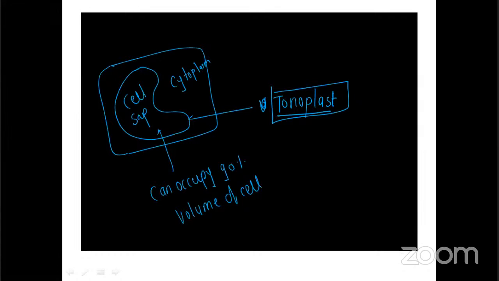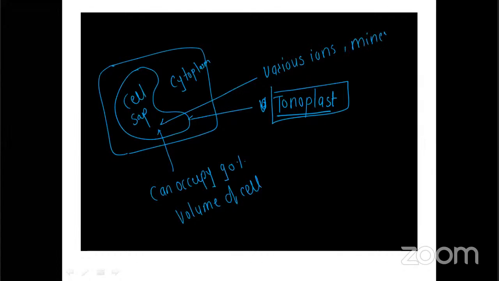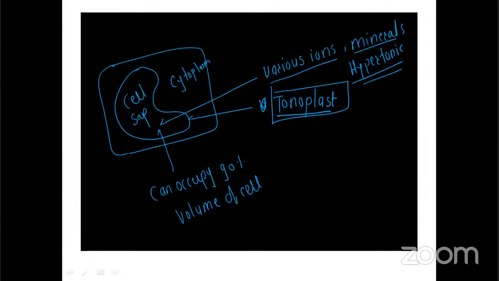Cell sap means the fluid inside the vacuoles. This fluid inside the vacuole can store various ions as well as minerals. As it can store various ions and minerals, the solution of the cell sap is hypertonic. Hypertonic means a high concentration of minerals, salts or ions inside the cell sap as compared to the cytoplasm.